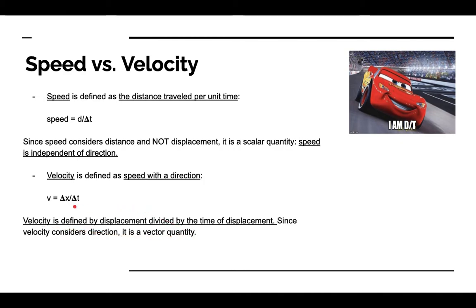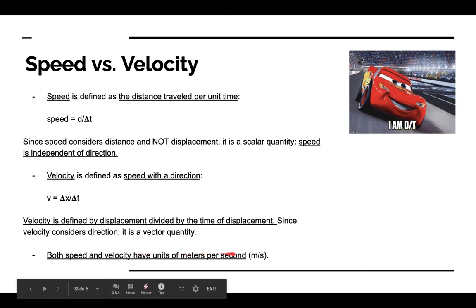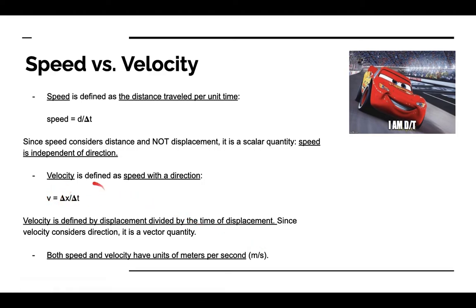An interesting thing to note is that our velocity will have the same sign as our displacement. Because our change in time will always be positive, our velocity sign will depend on the sign of our displacement. So if our velocity is positive, that means we're heading to the right, and if our velocity is negative, that means our object is heading to the left. Both speed and velocity have units of meters per second. Again, meters for our distance or displacement, and seconds for our change in time.